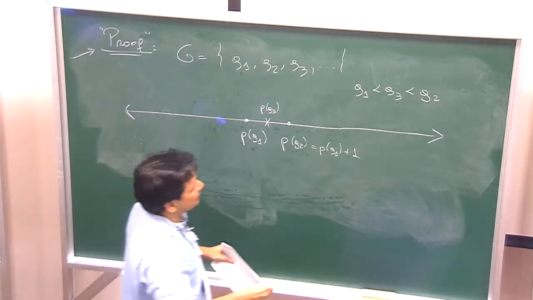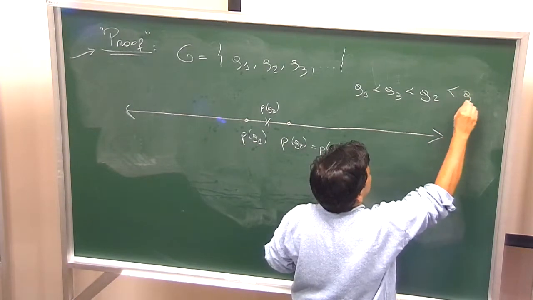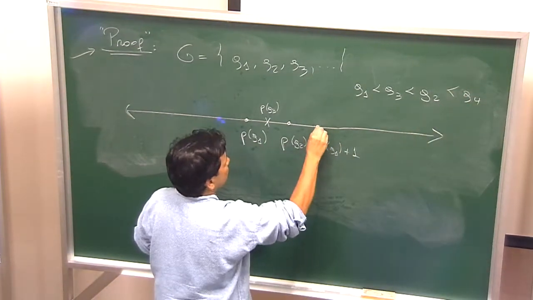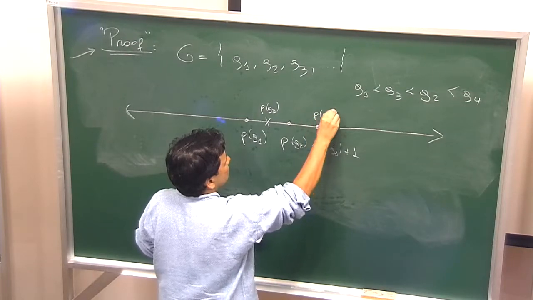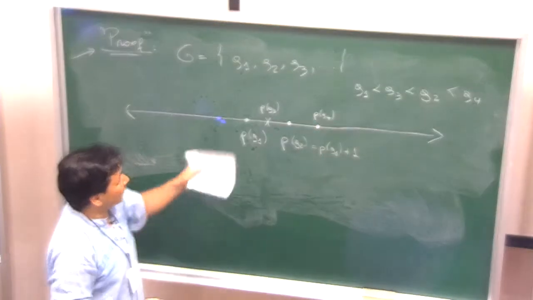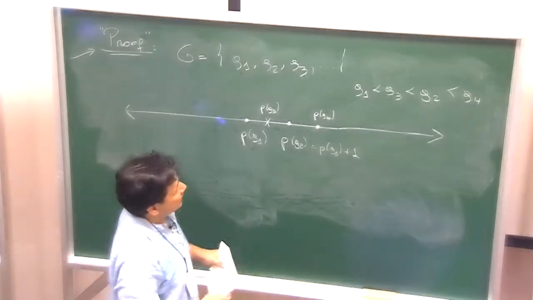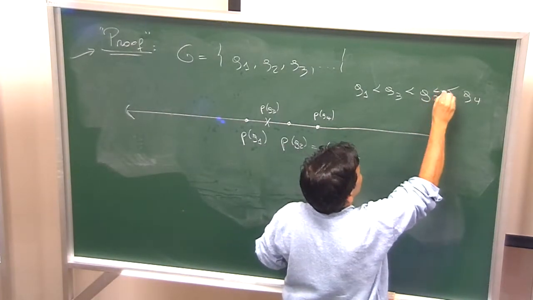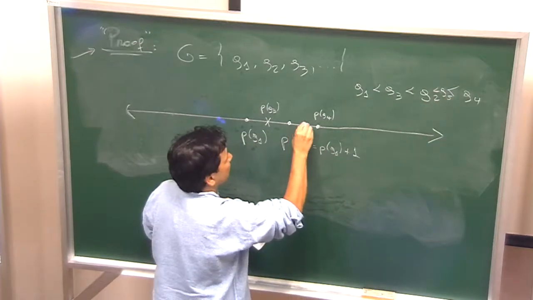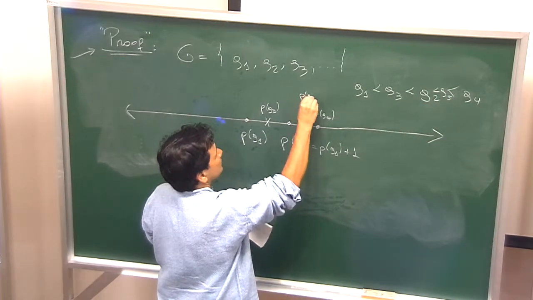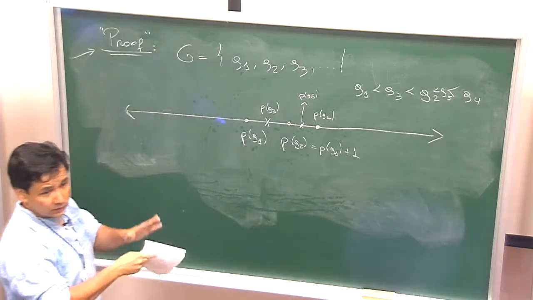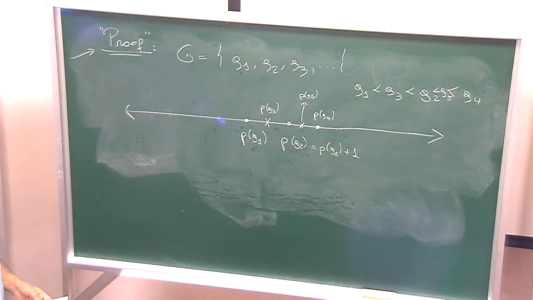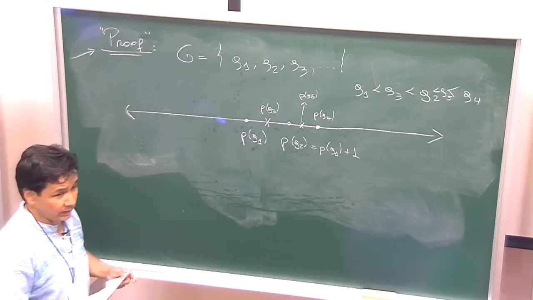So assume that this is smaller than G4, then P of G4 will be here. If now the G5 that comes in the list is between G2 and G4, P of G5 will be here. Is it okay? No, this is any listing of the group elements. Any listing. Yeah.